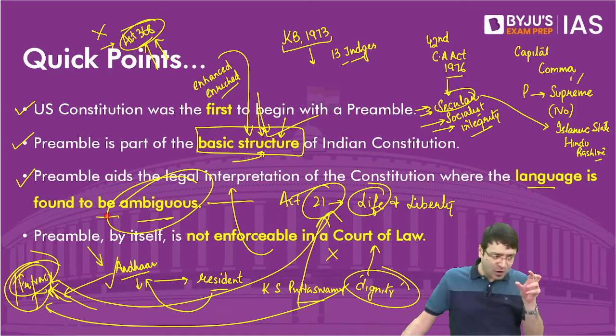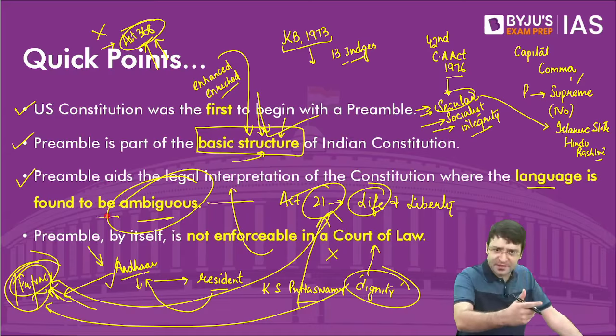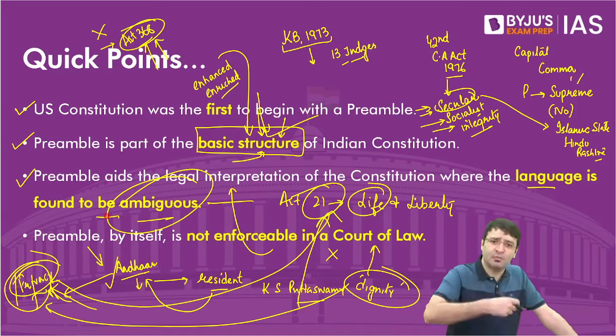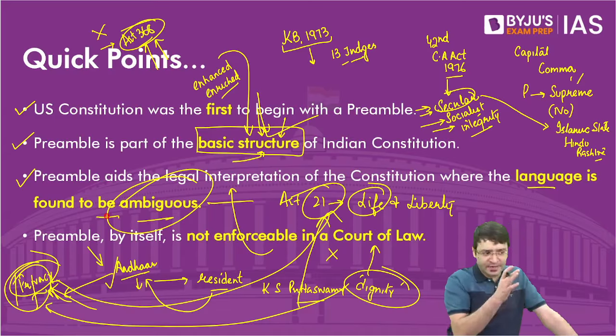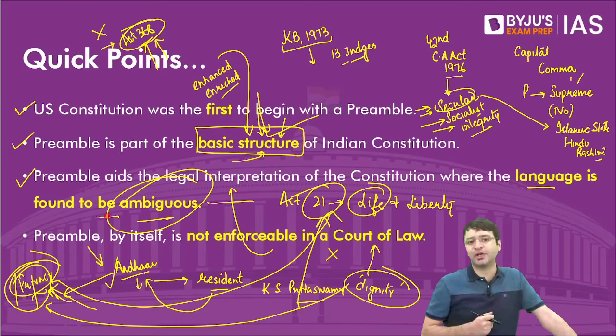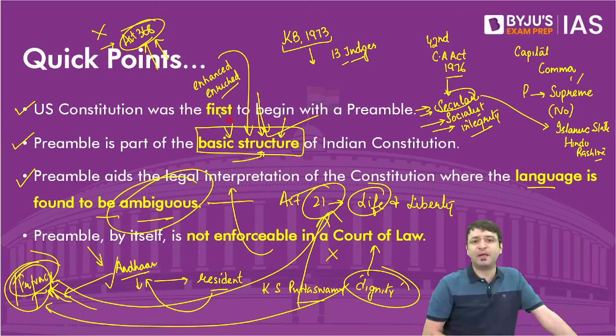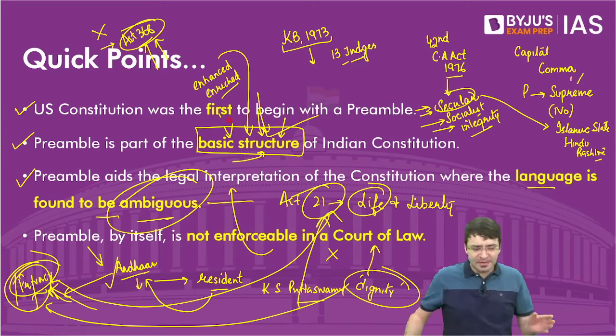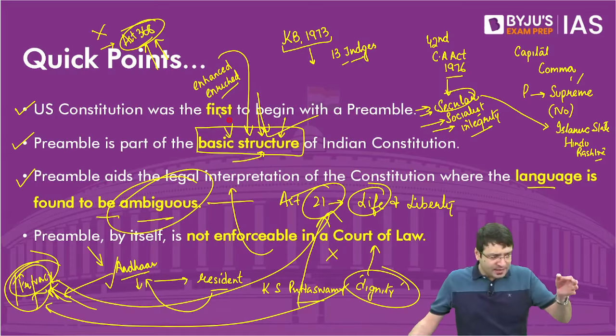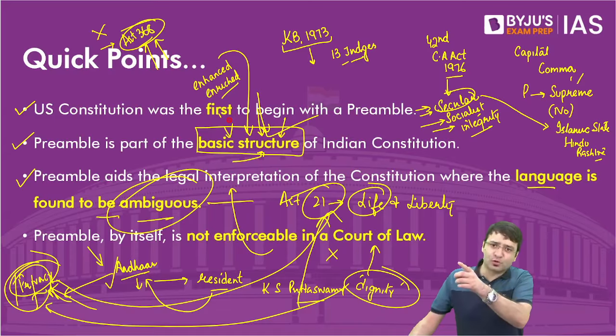At the same time, objectives mentioned in the Constitution, preamble, can be further enhanced, further enriched. More objectives can be added without deleting the existing objectives. So preamble can be amended, but subject to the basic structure of the Constitution. But preamble is not enforceable in a court of law. That means, unlike fundamental rights, if the fundamental rights are violated, you can approach the court, which will protect your fundamental rights.